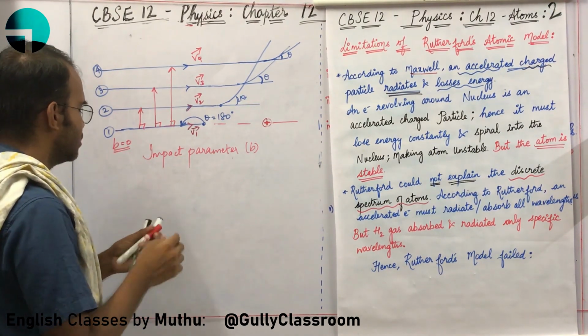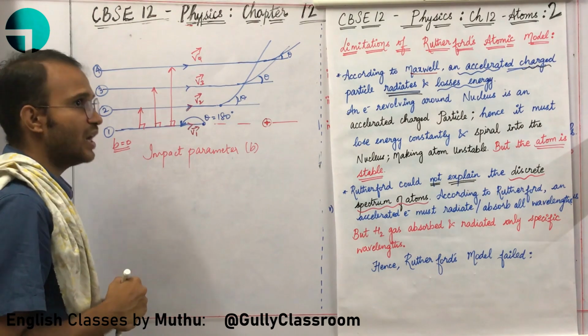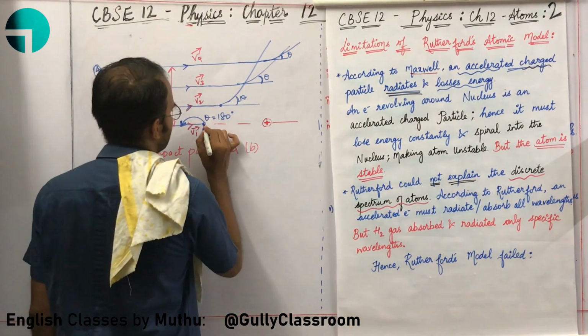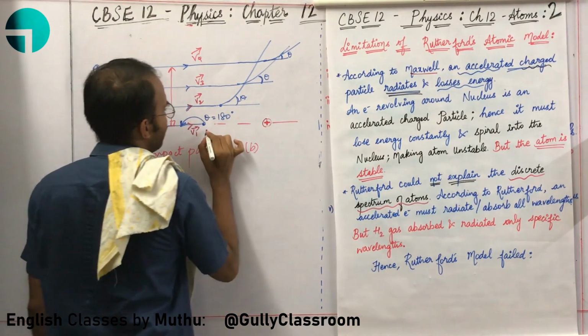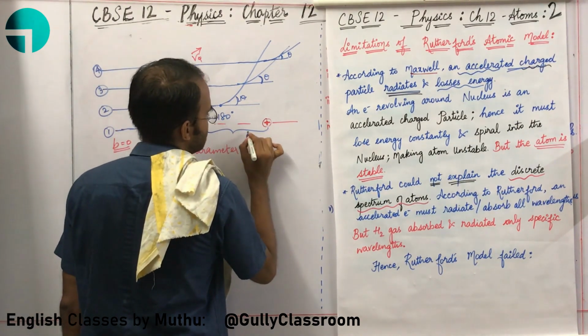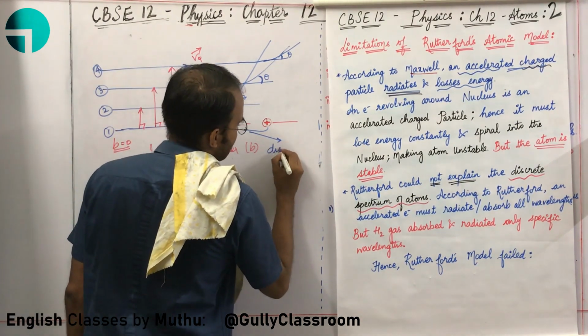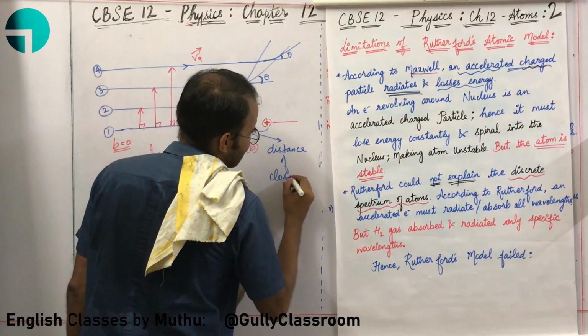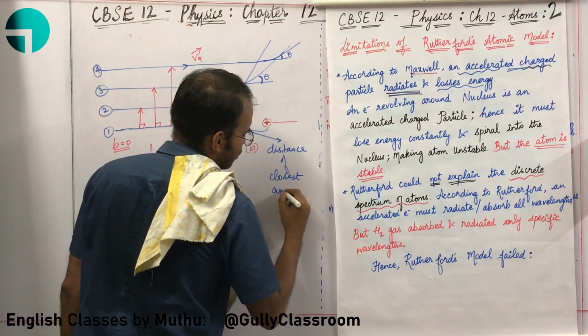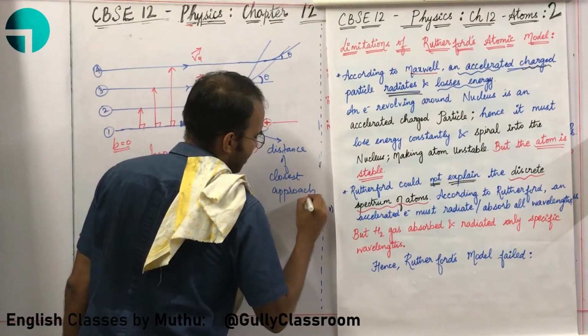Now we have understood B. Give an idea of what is the distance of closest approach. The closest distance that the alpha particle is going with respect to the nucleus is called the distance of closest approach. Last time we learnt an idea to derive the distance of closest approach.